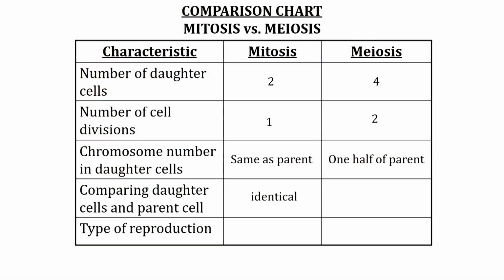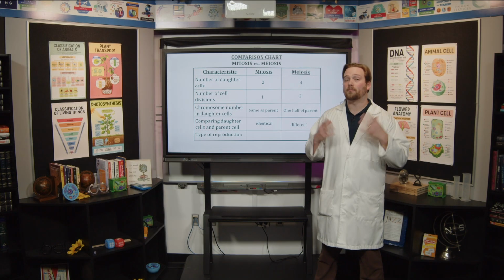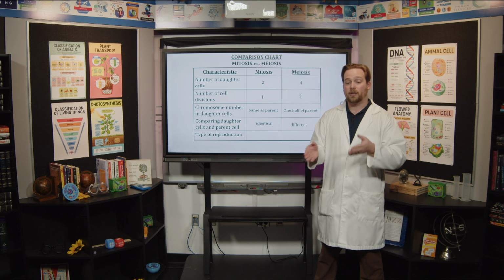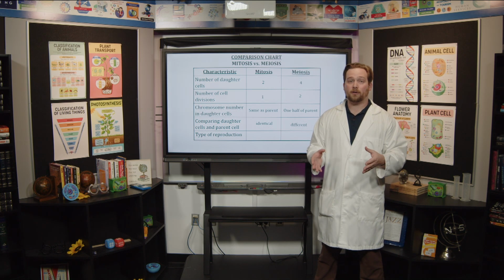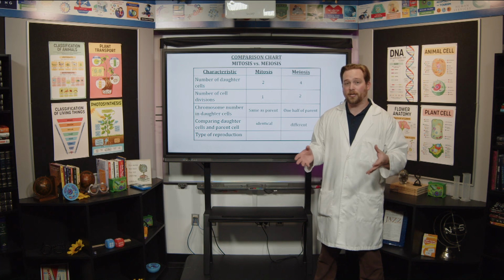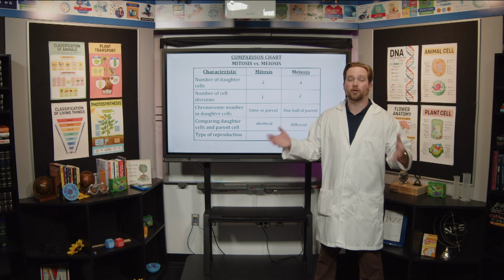Okay, so comparing the daughter cells to the parent cells in meiosis, the cells are going to be different. And this is a good thing, right? I love my parents, but I don't know if I want to be exactly like them, right? Think about you and your siblings. You and your siblings all have the same parent, but you probably don't all look just alike. Wouldn't that be kind of annoying if you and your older sister and little brother all looked exactly alike?